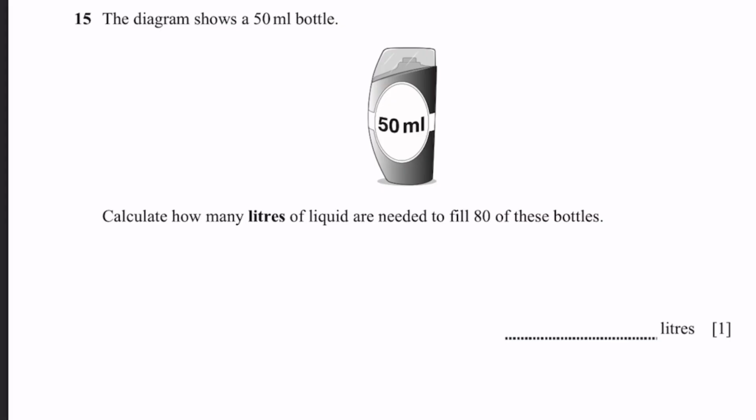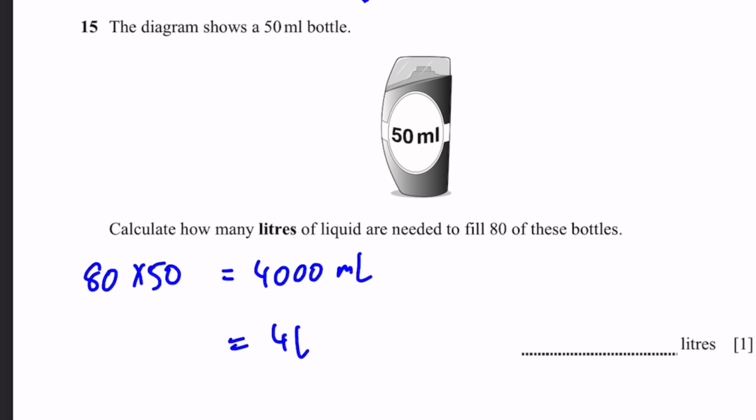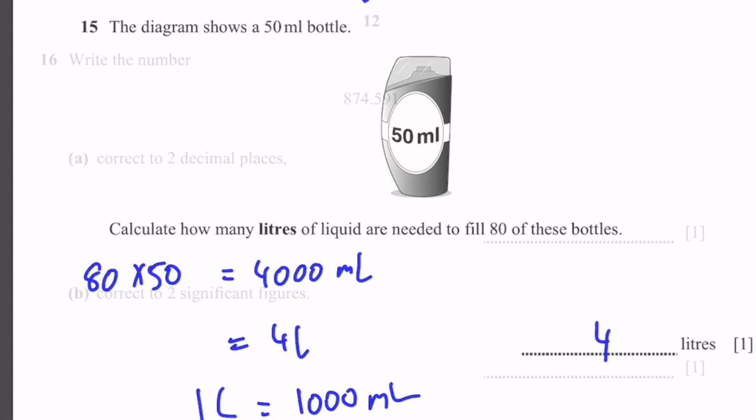Question 15. The diagram shows a 50 milliliter bottle. Calculate how many liters of liquid are needed to fill 80 of these bottles. First, we'll find how many milliliters are needed. 80 into 50, because 80 bottles and 50 milliliters per bottle. That's equal to 4,000 milliliters, which is equal to 4 liters, because 1 liter is equal to 1,000 milliliters. Use the proportion and you'll get it easily. That's the answer. Question 16.